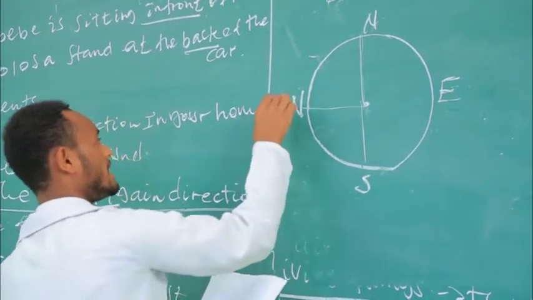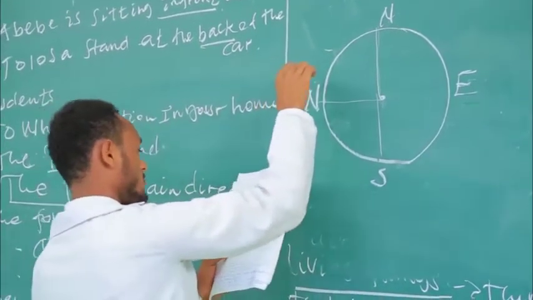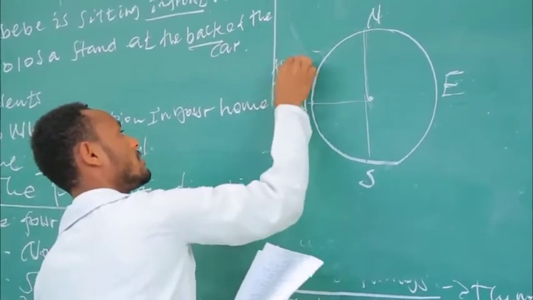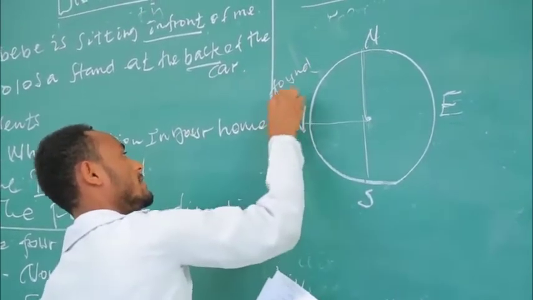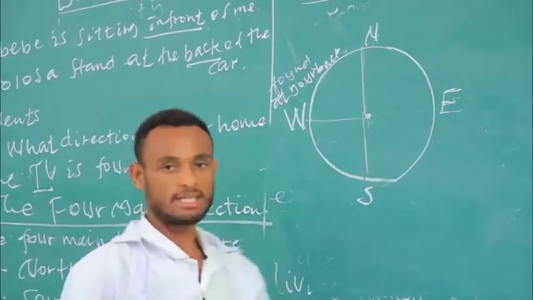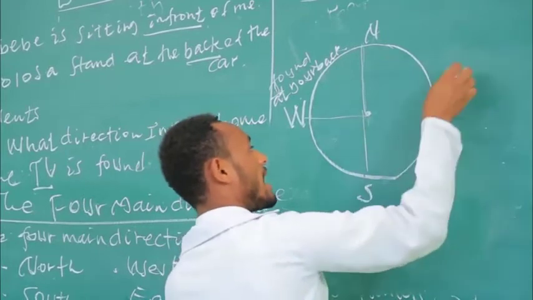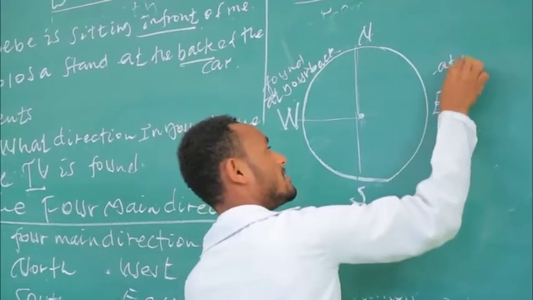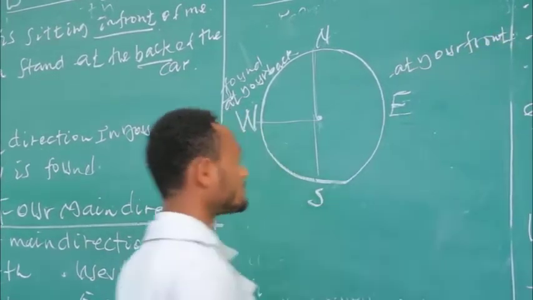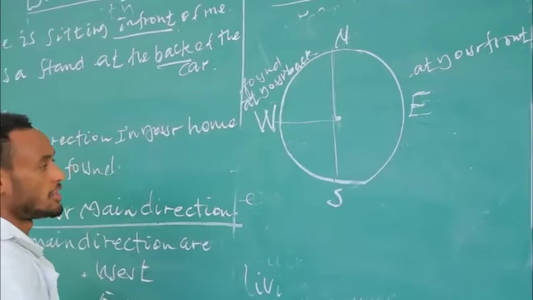The west is found at your back, and the east is found at your front. Students, these are the main four directions.